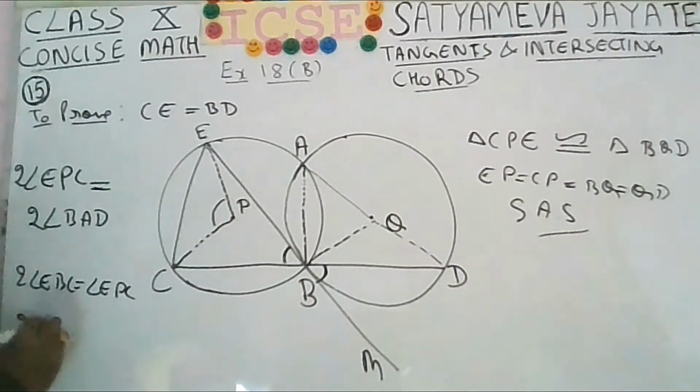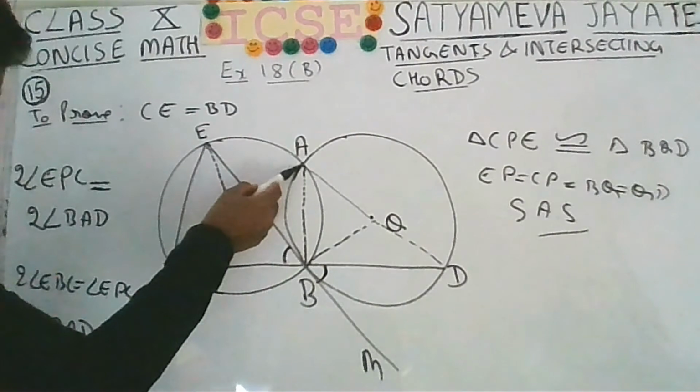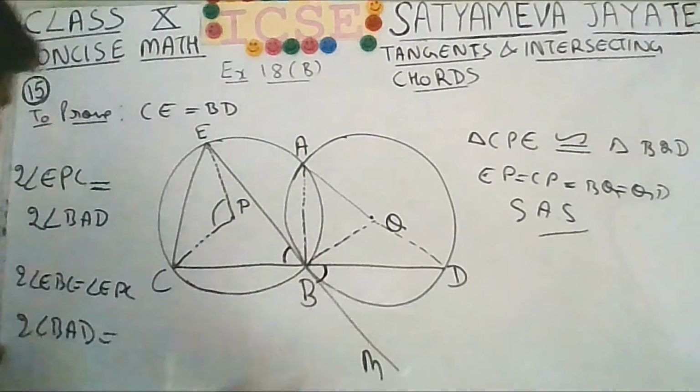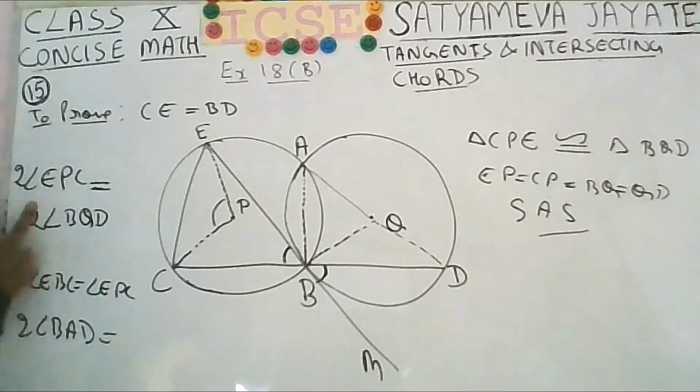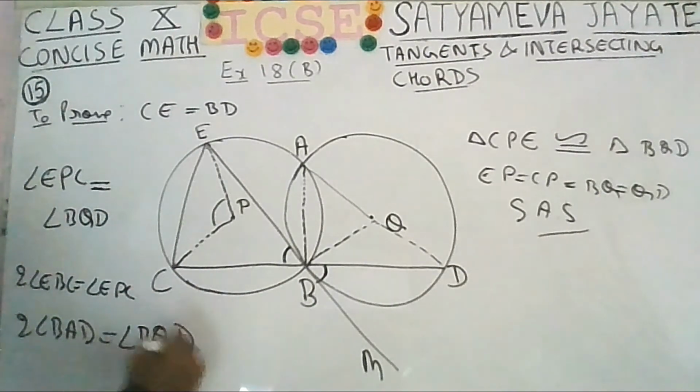Similarly, 2 times angle BAD. BAD is the angle subtended at the circumference. 2 times angle BAD will be equal to angle BQD. So here you can write angle BQD like this. So this 2 I am rubbing, here also this 2 I should rub. So we'll get angle EPC will be equal to angle BQD. Okay. 2 times angle BAD will be equal to angle BQD.